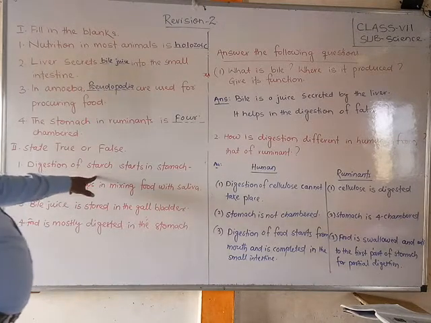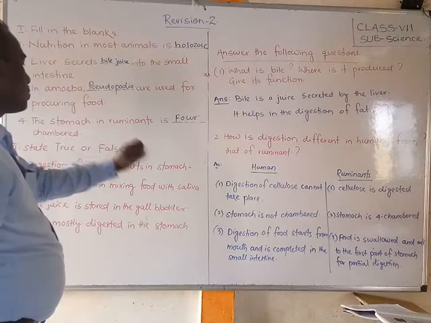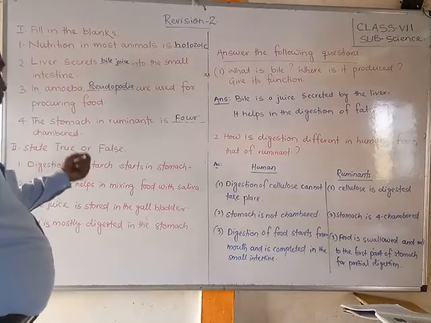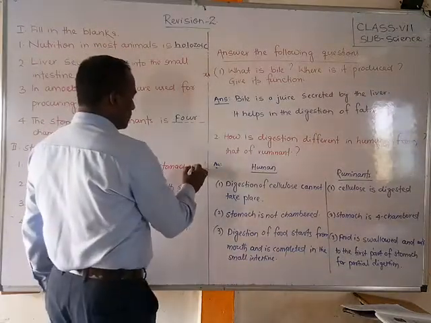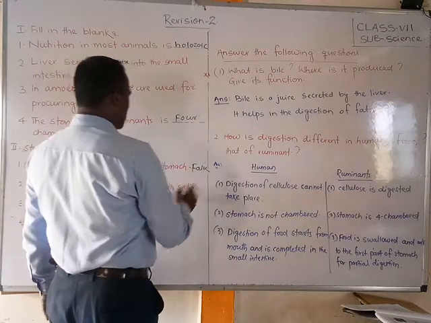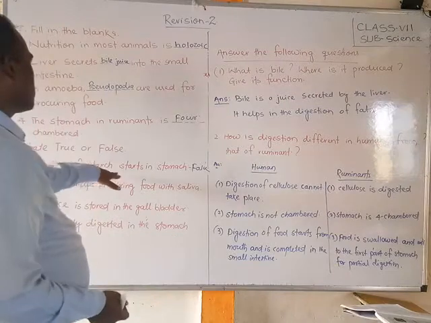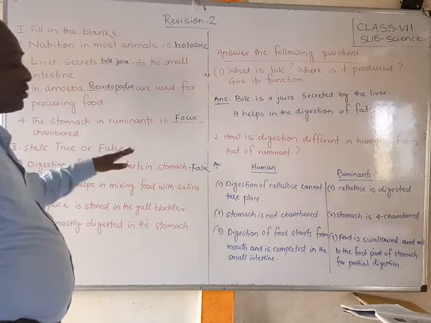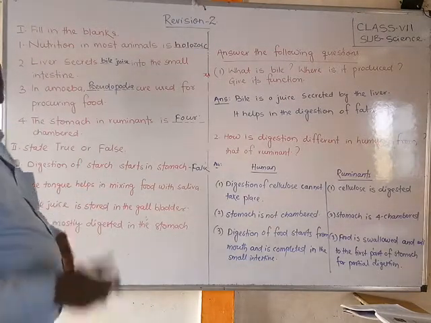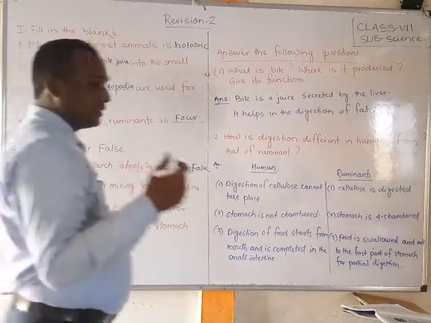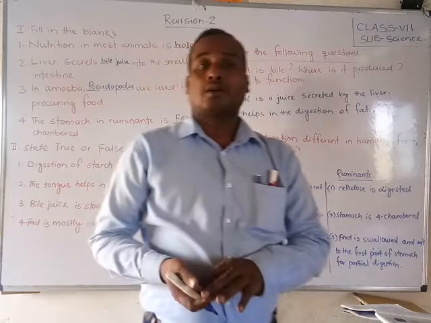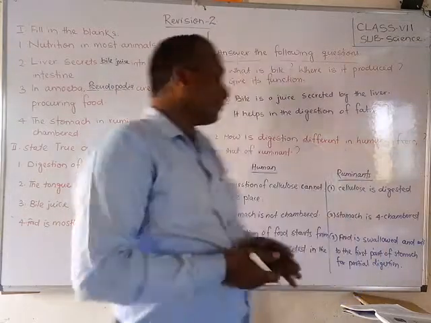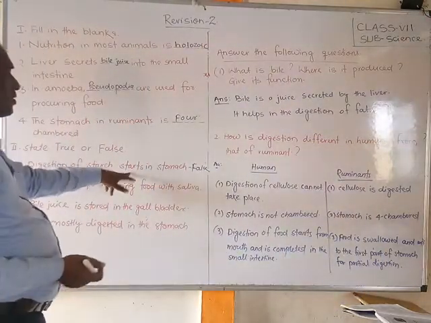Next, state true or false. Digestion of starch starts in the stomach. It is a false statement. Starch is not digested in the stomach; it is digested after it goes to the small intestine. Also in ruminants, it does not start in the stomach.